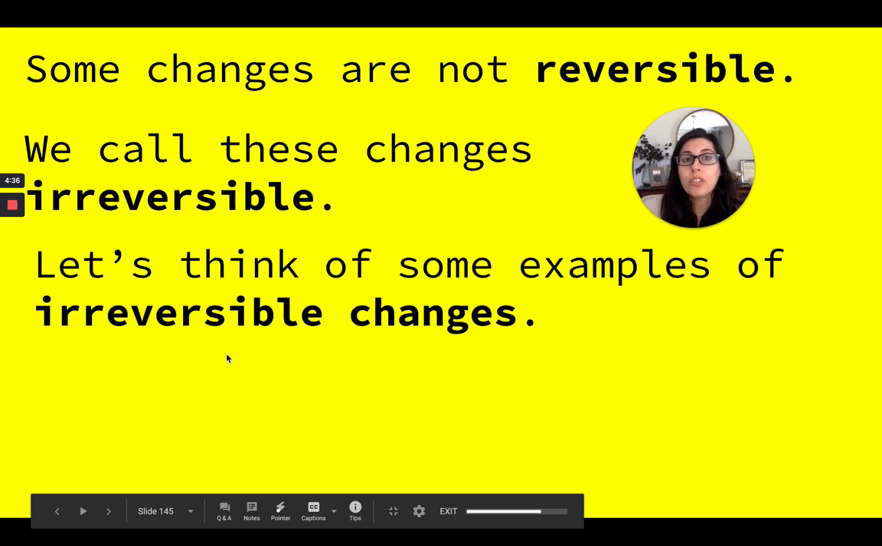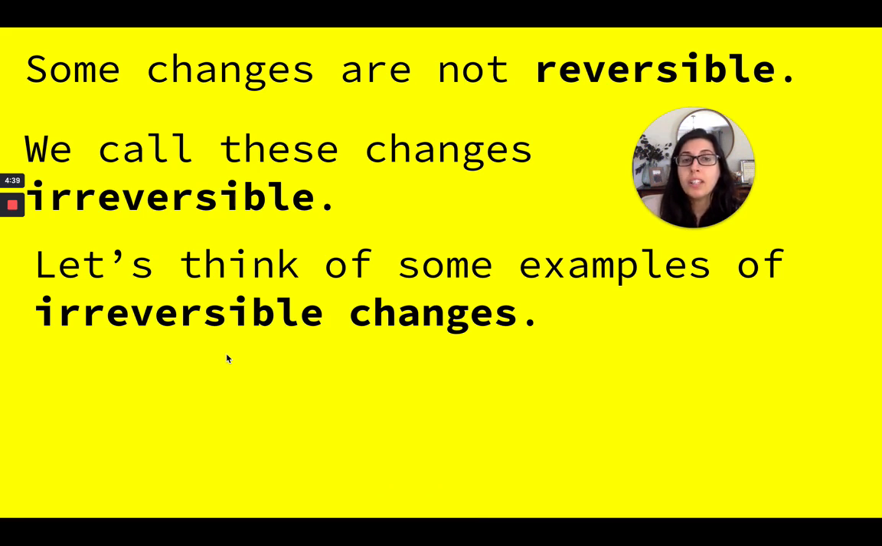So some changes are not reversible, and we call these changes, let me hear you say it, irreversible. That's right. Say it one more time. Irreversible. That's a long grown-up word. You got it, though. Let's think of some examples of irreversible changes. Can you try to name 3 irreversible changes across your fingers? That's a real challenge, but ready, set, go. Think of 3 things that once they're changed cannot be changed back.